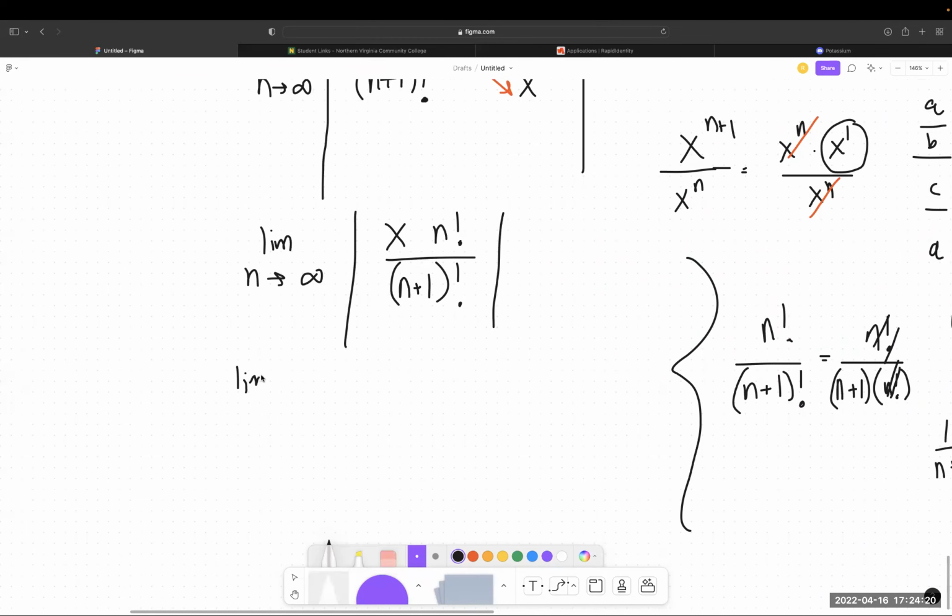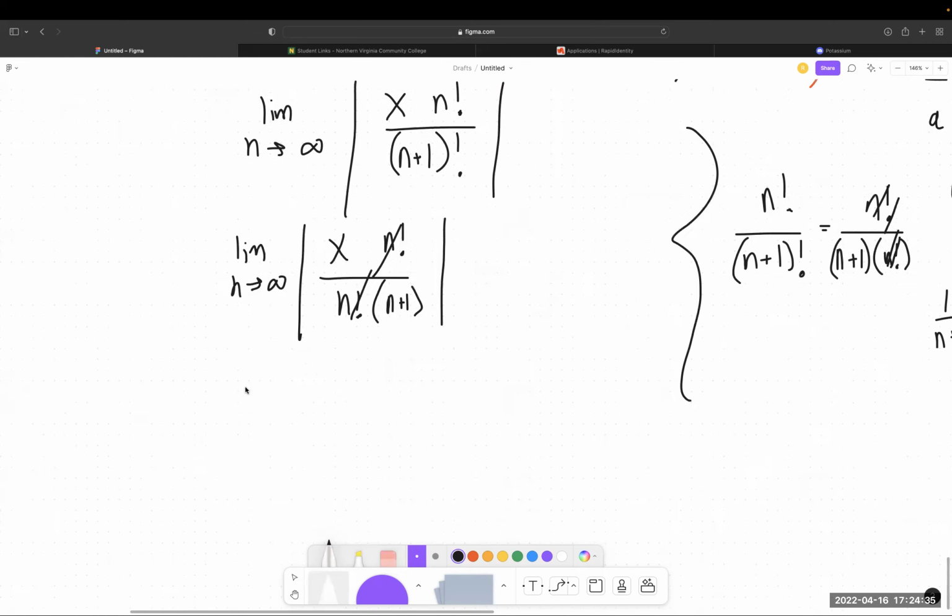What did we say? We said that we had this, and then the n factorial, and then in the bottom, we said that n plus 1 factorial is just actually n factorial times n plus 1. And these cancel out very nicely. And then the limit as n approaches infinity is just x over n plus 1. And this is the absolute value.